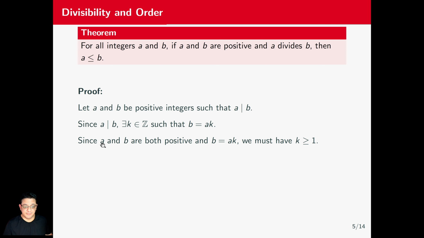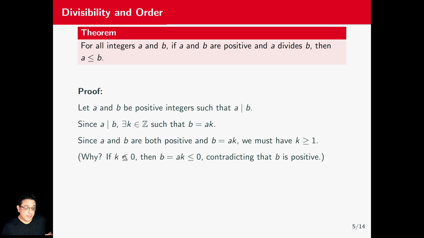In particular, since a and b are both positive, notice that k is going to be at least 1. Because you might be thinking, well, what about negative numbers? But the thing is, they're both positive, so there's no way that k is not positive. k needs to be a positive number, at least 1. If k is a negative number, then a times k will be negative, and that will be a contradiction with the fact that b is positive. Okay, so that's why k can't be negative.